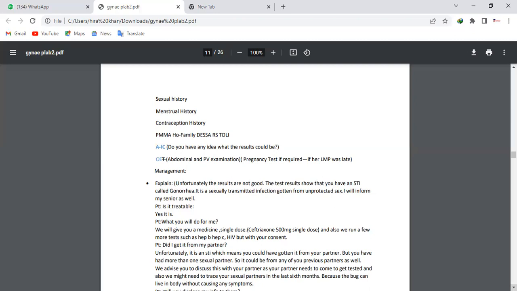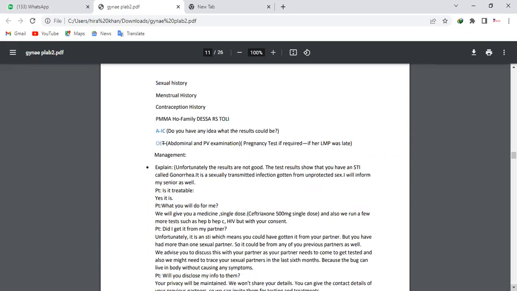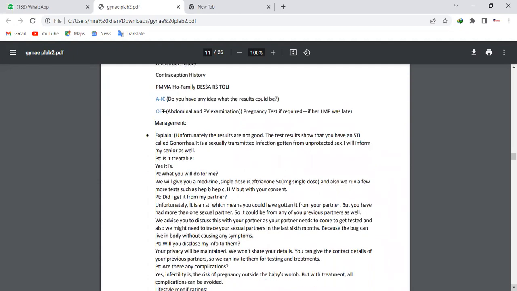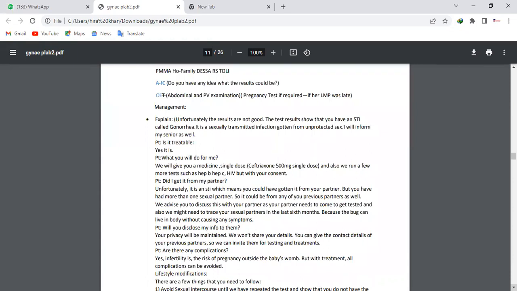Well, unfortunately, it is an STI, which means you could have gotten it from your partner, but you have had more than one sexual partner, so it could be from any of your previous partners as well. So we advise you to discuss this with your partner, as your partner needs to come to get tested. And we might need to trace your sexual partners in the last 6 months, because the bug can live in the body without causing any symptoms for quite a long period of time. And then she will ask, will you disclose my info to them? Well, your privacy will be maintained. We won't share your details, and you can give contact details of your partners, so we can invite them for testing and treatment, because that is very important.